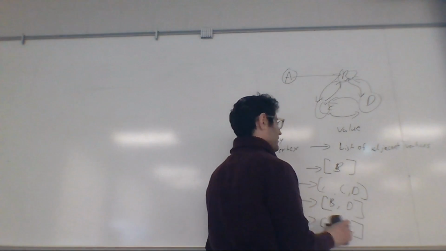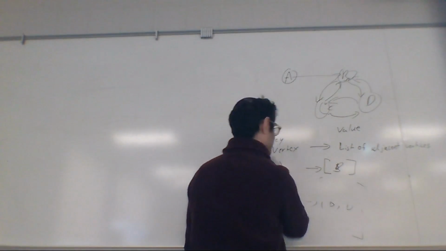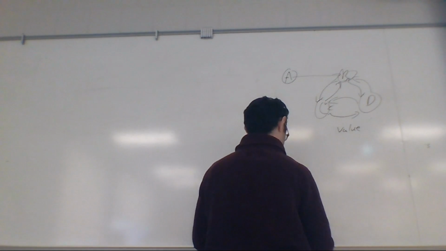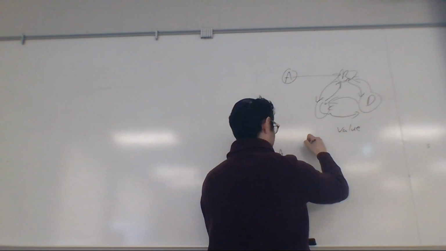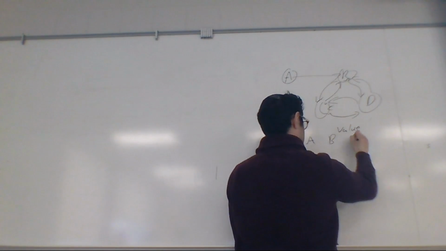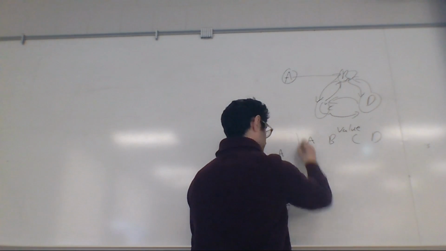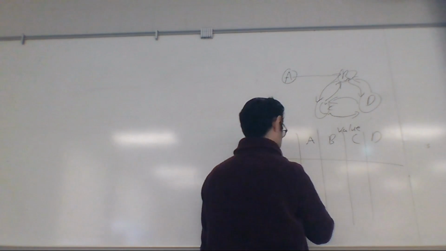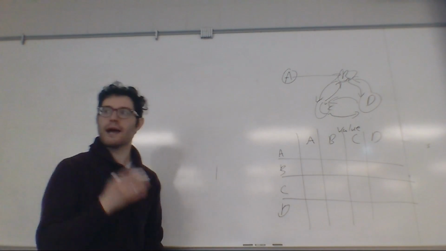The other way to do it is an adjacency matrix, which is exactly what it sounds like. It's a matrix. And it's all possible combinations. Sources over here, destinations on top. A, B, C, D. Obviously, this gets stored as a 2D array.